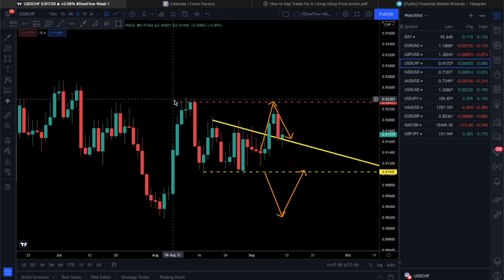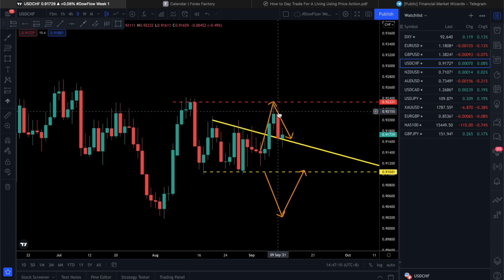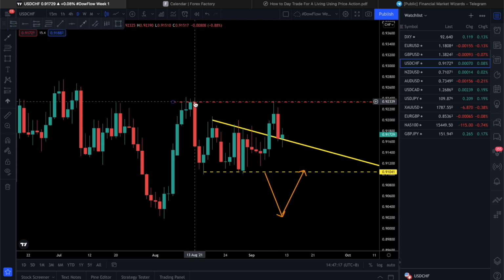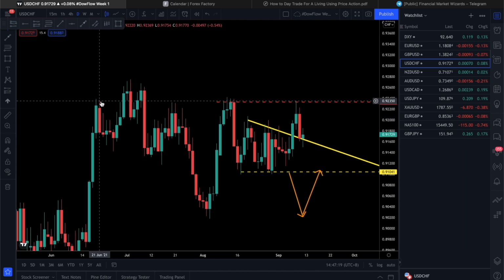Okay, this level is not very difficult to get. This is just a recent high. So if you were wondering why price stopped at this level here, it's pretty obvious. Just look towards here and look towards here as well as here. You can see that there was a form of market structure at this level.